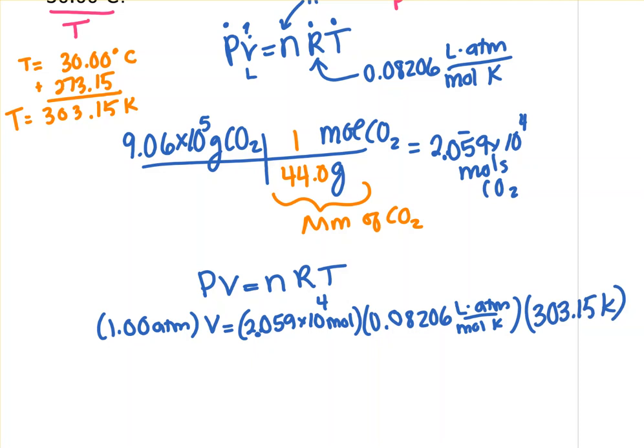And then I can see my units cancel. This K cancels with that K. This mole cancels with that mole. I see I have atmospheres in the numerator on both sides, assuming there's kind of a 1 under here. I'm basically multiplying both sides by atmospheres when I cancel those. And I can see the only unit that's left is liters, so that makes sense.